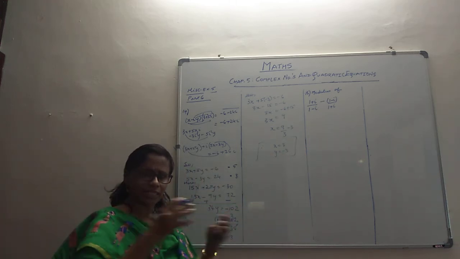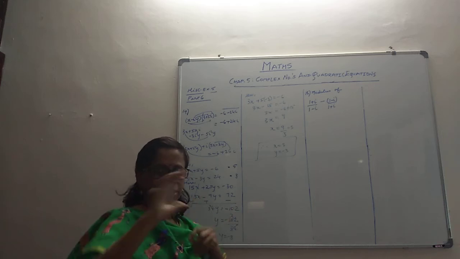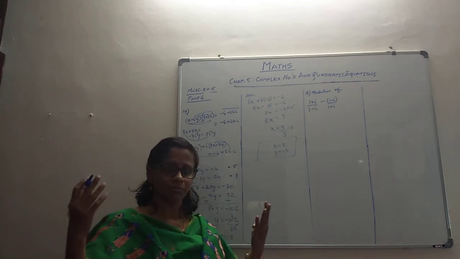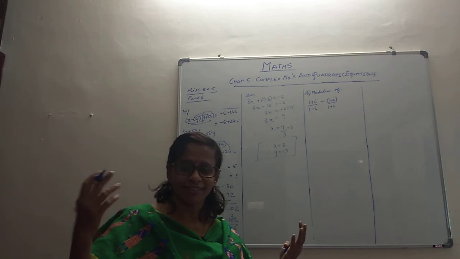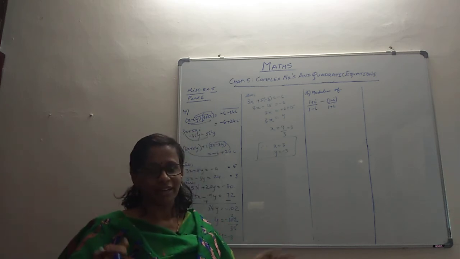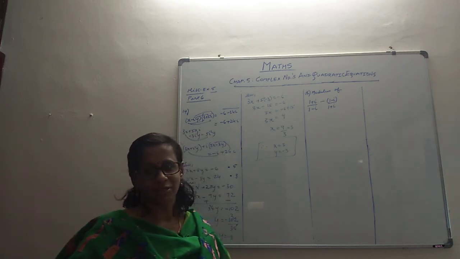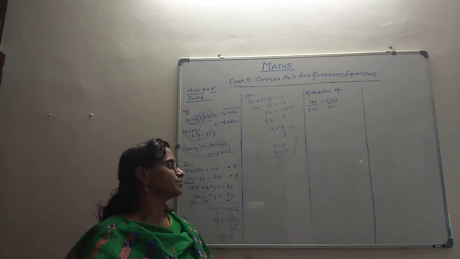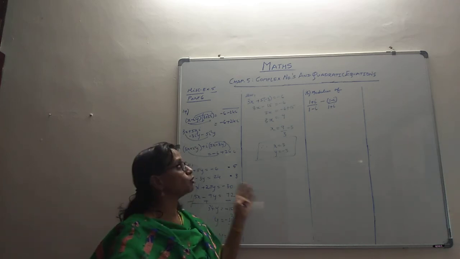Normal multiplication, equating real to real, imaginary to imaginary, and then good old class 10 methods: cross multiplication method, elimination method, and substitution method, whatever is convenient. Graphical, of course, we cannot do for this. It's not feasible. And find the value of x and y. That's about question number 14.